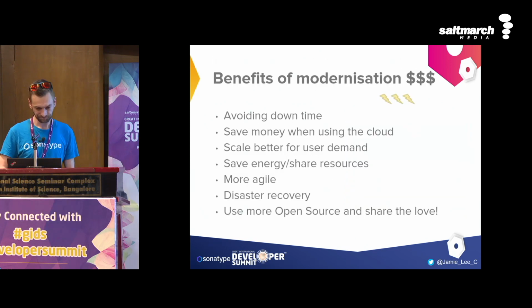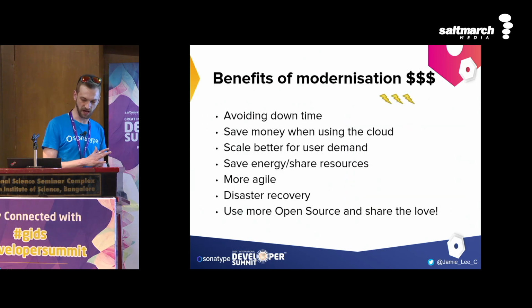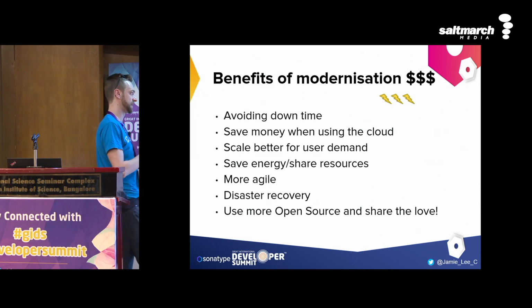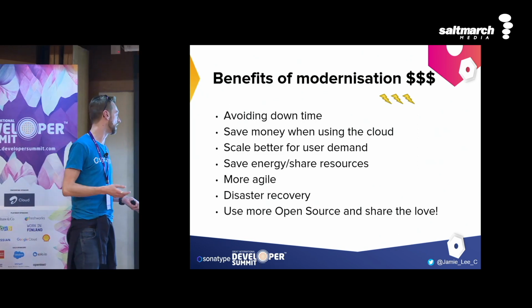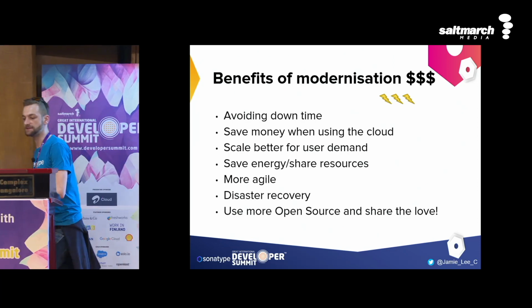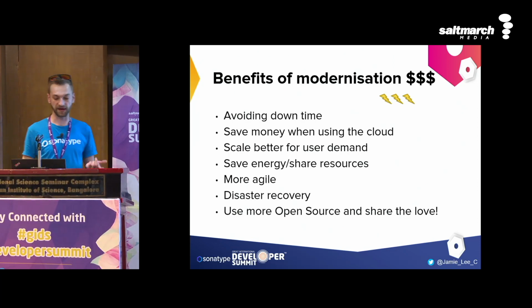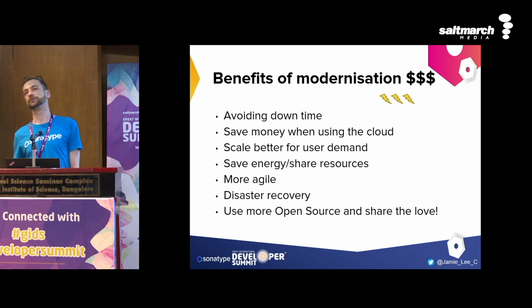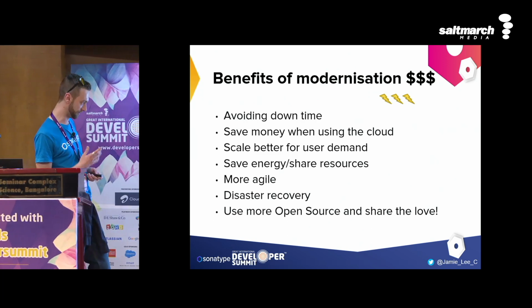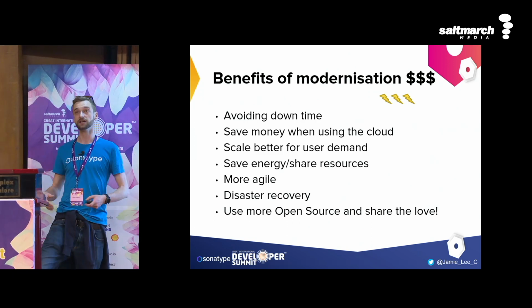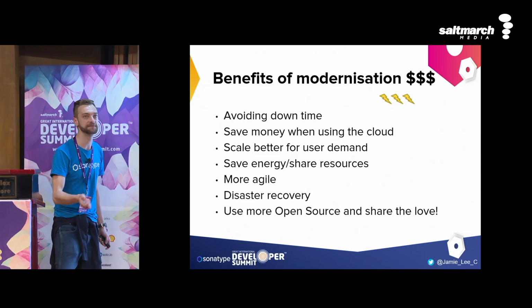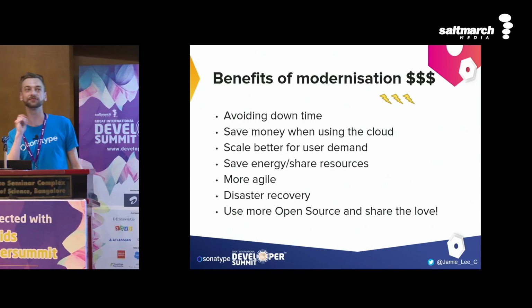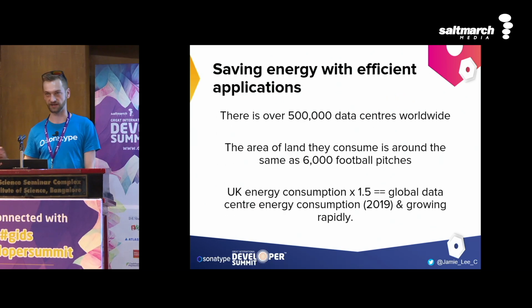Now, benefits of modernization. It's not just money that we can save here. The main things are avoiding downtime, of course, saving money when using the cloud, and scaling better. But the one thing I like to point out is this one, saving energy and sharing resources. Traditionally, companies would have their own data centers and we'd run those data centers, but the problem is they're very costly in terms of money and energy. Cloud providers put a lot of effort into saving energy. Their main cost, once they have set up their cloud, is energy, right?